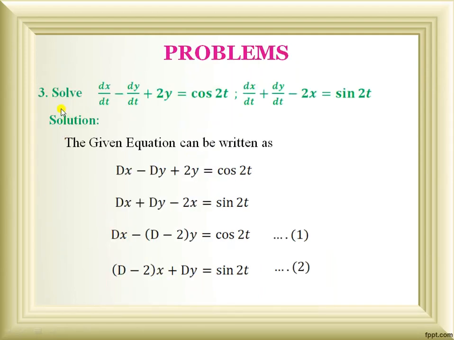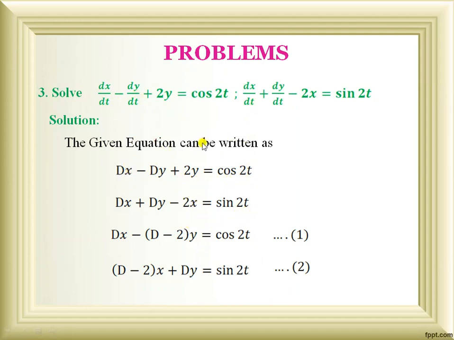Next, move on to the third problem. dx by dt minus dy by dt plus 2y is equal to cos 2t, and dx by dt plus dy by dt minus 2x is equal to sin 2t. We have more than one derivative term, but two equations as well as two dependent variables, and both equations contain only one independent variable. Okay, now the derivative form is dx minus dy plus 2y is equal to cos 2t, and dx plus dy minus 2x is equal to sin 2t.